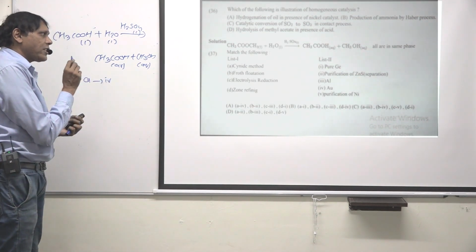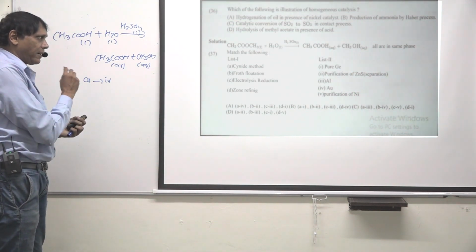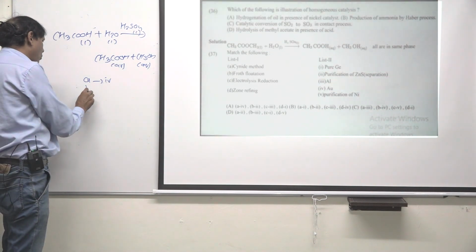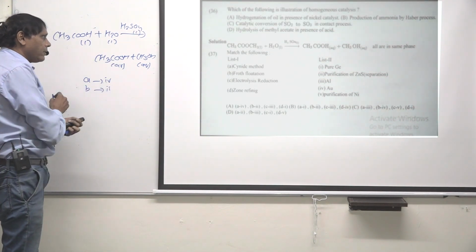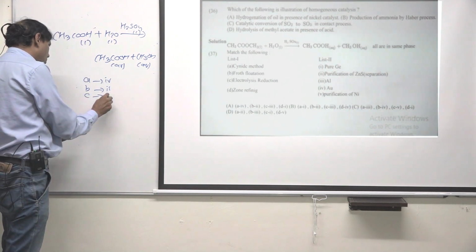Second one is the froth flotation process for sulfide ore. Any sulfide ore except gold and silver can be separated this way. So here it is zinc sulfide. So B is 2. Third one is the electrolysis reaction, aluminium. So C is aluminium.